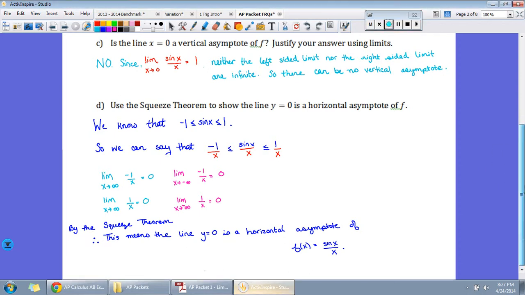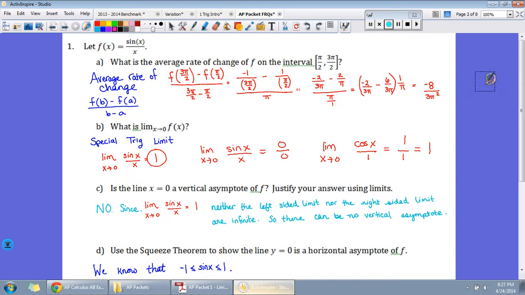Now we're going to go through and talk about the points earned for each part. Okay. For part A, you get 1 point for using the average rate of change formula, and you get 1 point for the answer. Part B is only worth 1 point for knowing the special trig limit or using L'Hopital's rule to get the answer 1.